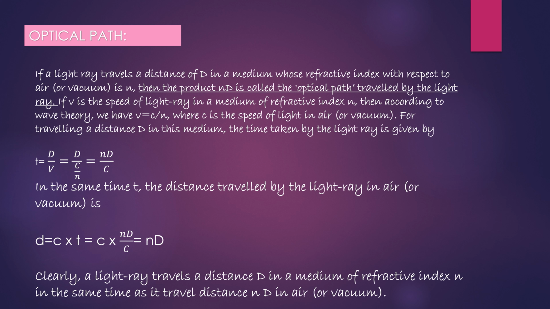At the same time, the distance traveled by the light ray in air or vacuum is D equal to c times t. We'll substitute the value of t we have calculated earlier, and we'll get D is equal to n times d. Clearly, a light ray travels a distance d in a medium of refractive index n in the same time the light will travel a distance n d in air. Okay, that is the optical path.